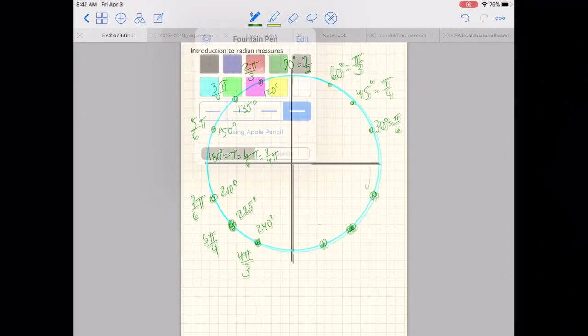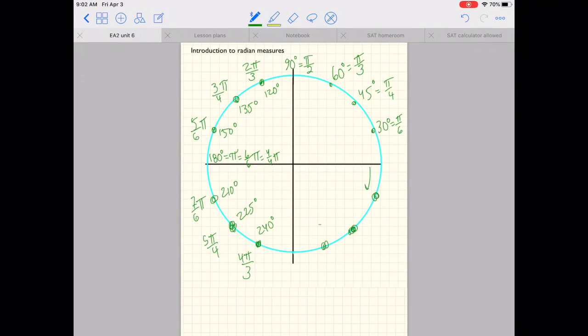I would like you to try to fill in these last 3 dots yourself. All right, so by now you did from 360 down 30 degrees was 330. And since 360 is 2 pi, and 30 is 1/6, we're basically doing 2 pi take away a sixth. And now 2 pi is 12/6, so 12/6 take away 1/6 is 11/6 pi.